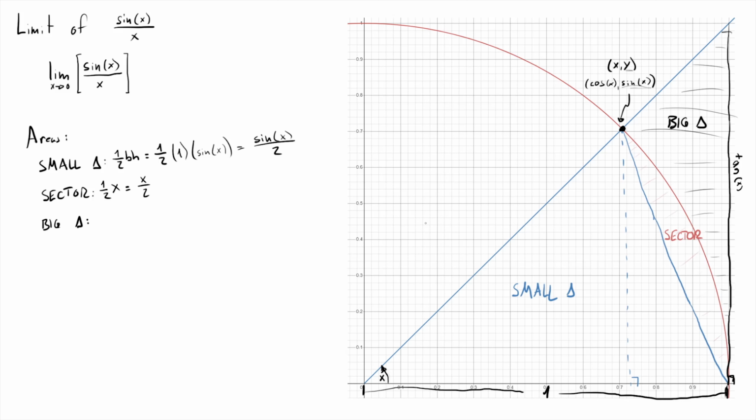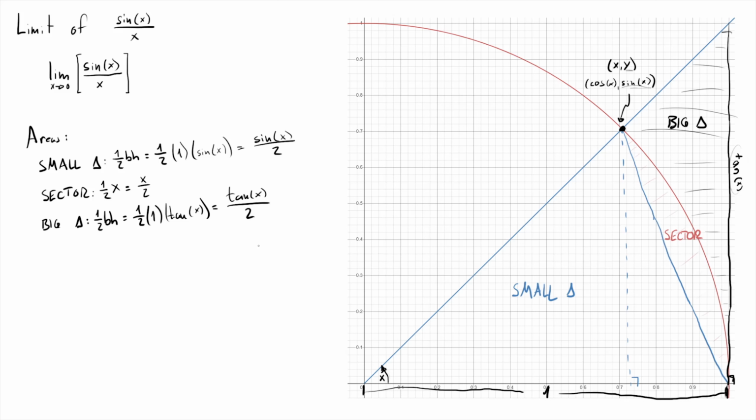Okay? And now finally, we want the area of the big triangle. And the area of the big triangle, similar to the area of the small triangle, is just 1/2 base times height. So 1/2. What is the base? Well, the base is the same as for the small triangle. So we can say that the base is just 1. And what is the height? Well, again, the height is y, or we can say that the height is tan x. Tan x. And then again, we can simplify this one to tan x over 2.